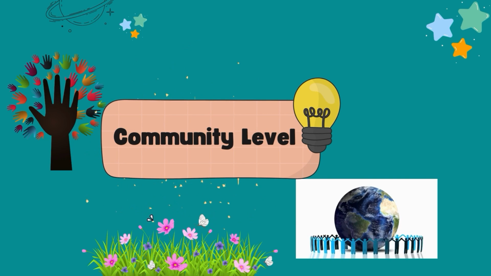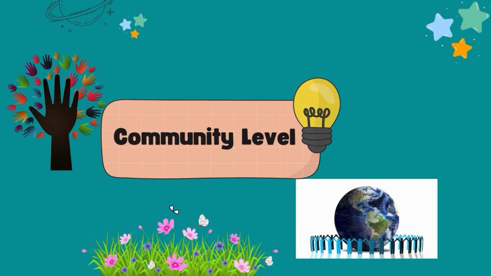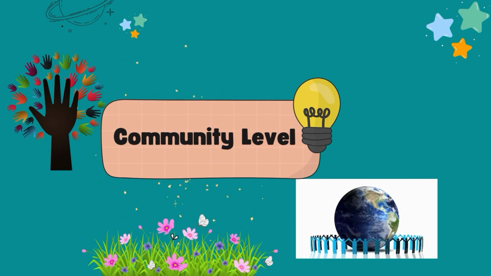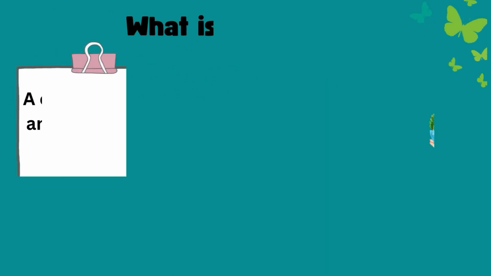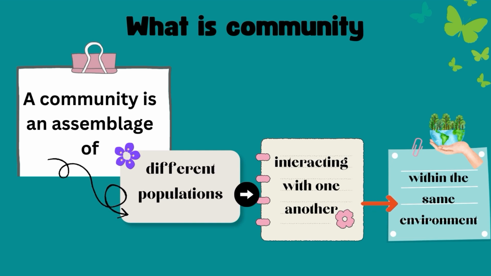In our next class, hello. Today we will talk about community level. In our previous lecture, we studied the population level. Let's talk about community level in detail. A community is an assemblage of different populations interacting with one another within the same environment.